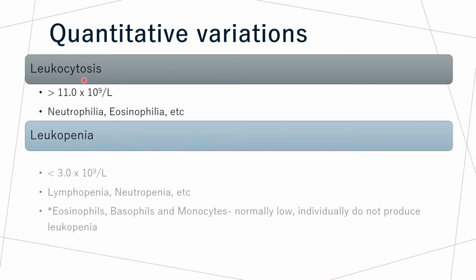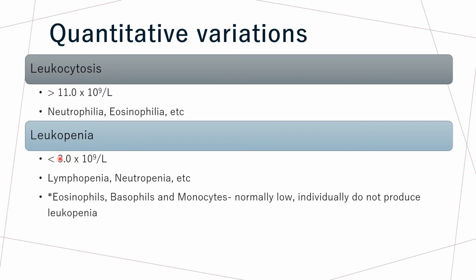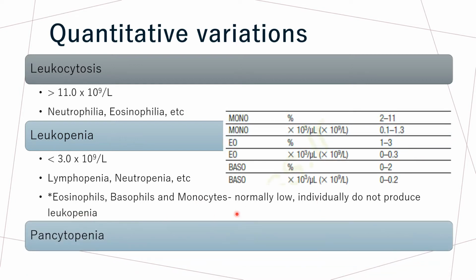Leukopenia, on the other hand, is defined as having a white blood cell count of less than 3 × 10^9 per liter, and this may be caused by a decrease in the lymphocytes or the neutrophils. Eosinophils, basophils, and monocytes individually do not produce leukopenia because they are normally low. Pancytopenia, on the other hand, is the term given when there is a decrease in all of the different cell types.